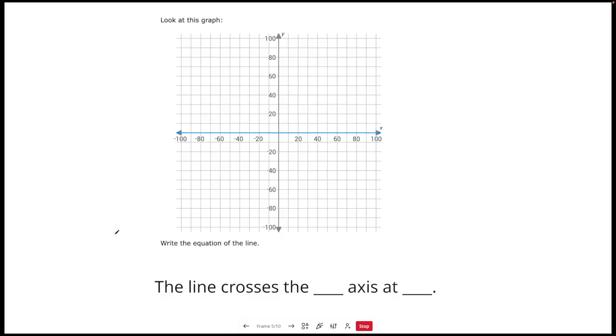Now for this one, okay, it looks a little funky. First off, notice the blue line is on the x-axis. But the question we've been asking is, the blue line crosses which axis? It's on the x-axis, but it's crossing the y-axis, okay? And it crosses it at 0, because right there in the middle is 0. So the equation is just y equals 0.